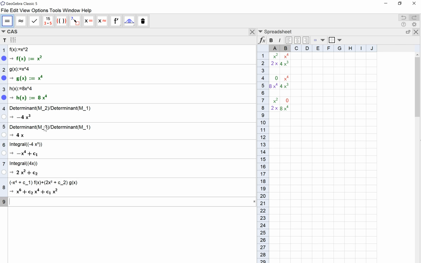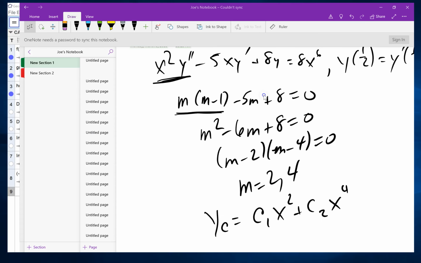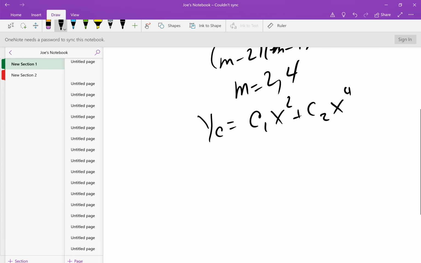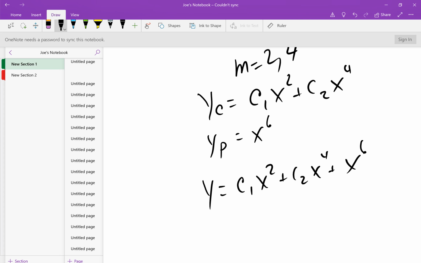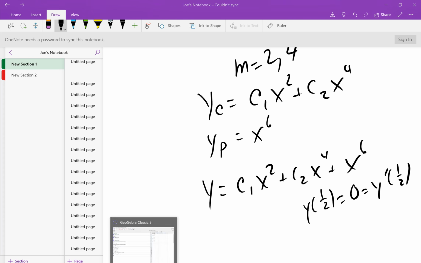So this now is our general solution to the non-homogeneous equation. Our particular solution, as we could read from GeoGebra, was x to the sixth, so our general solution is c1 x squared plus c2 x to the fourth plus x to the sixth. Of course, we wanted this subject to the conditions y of 1/2 equals 0 and y prime of 1/2 is also equal to 0.